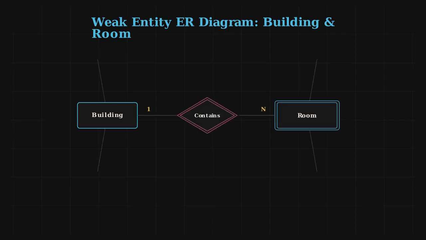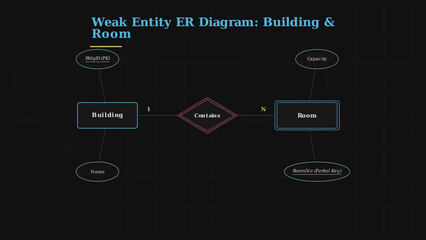A room cannot exist in our database without its parent building. In design, building is the strong entity, while room is the weak entity. Notice the double outline on room and its identifying relationship, contains.